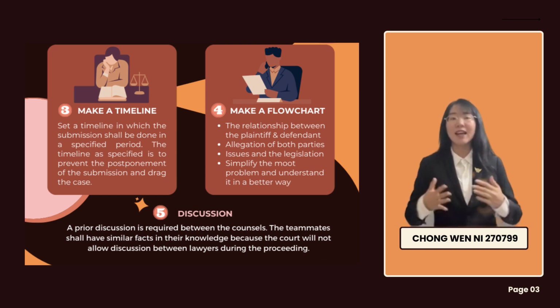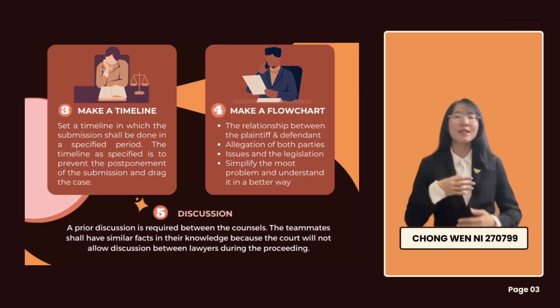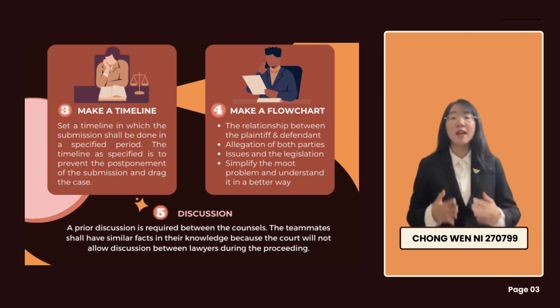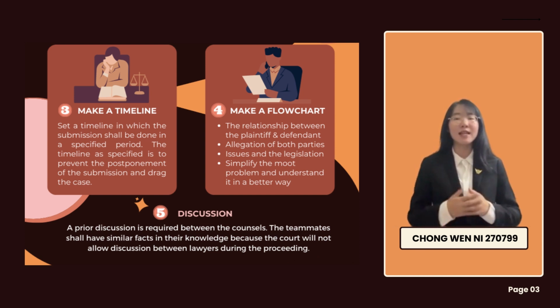Step 4. Make a flowchart. It is pertinent to create a flowchart as it is easy to understand and catch up with the important elements. The important elements such as the relationship between the plaintiff and defendant, the allegation of both parties, the issues and legislation, and simplifying the moot problem to understand it in a better way.